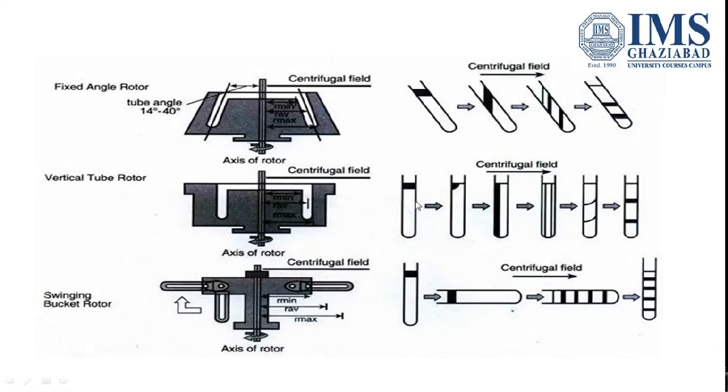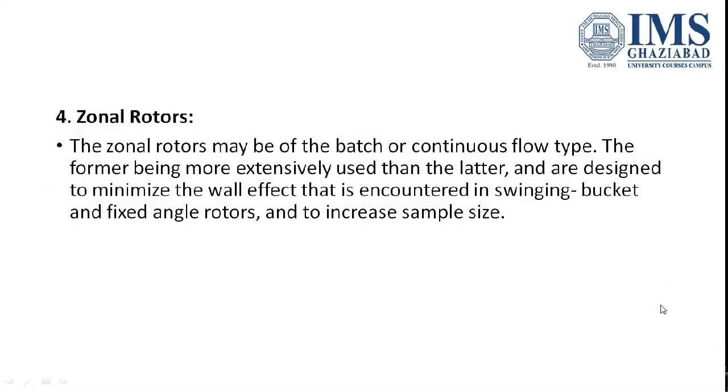This is the vertical tube rotor. This is how the separation would take place. And this is the position after the rotor has decelerated. This is the swinging bucket rotor, in which the tube first is vertical, then it becomes horizontal. And finally, when the rotor decelerates, the tube is back to its vertical position.